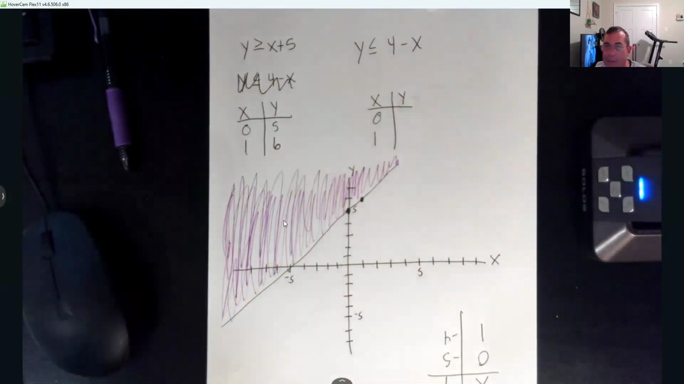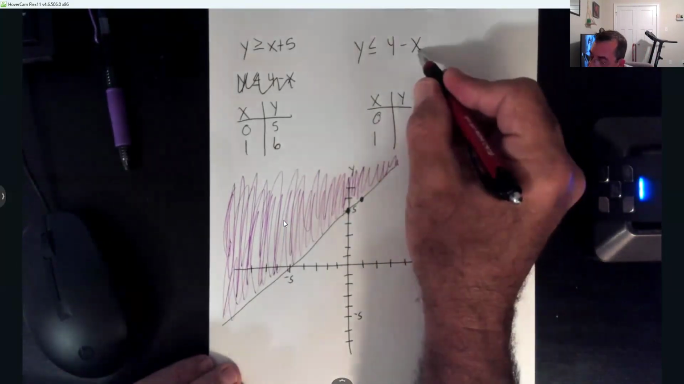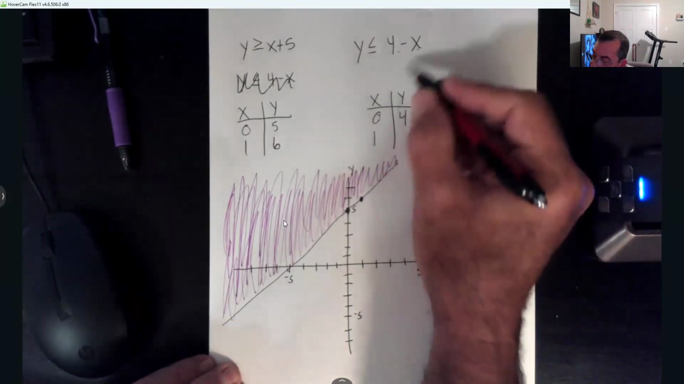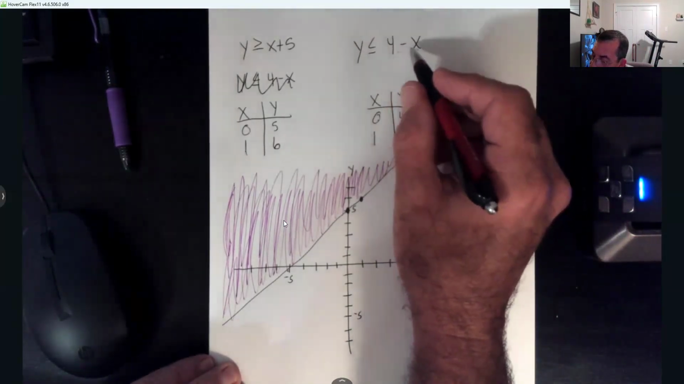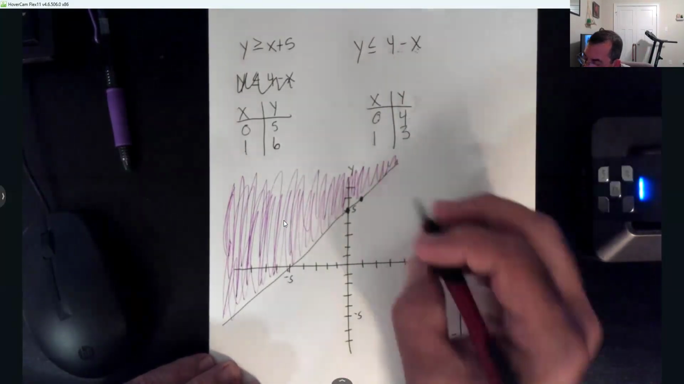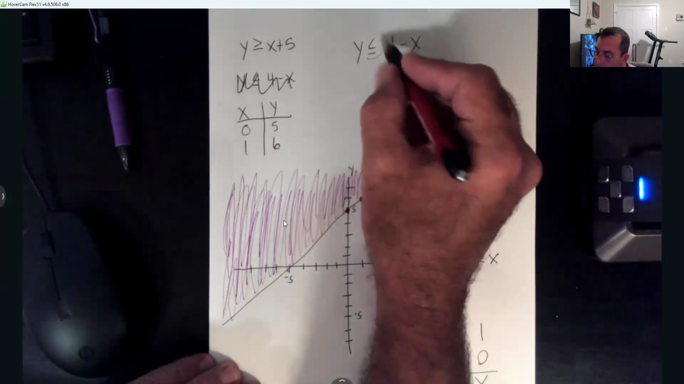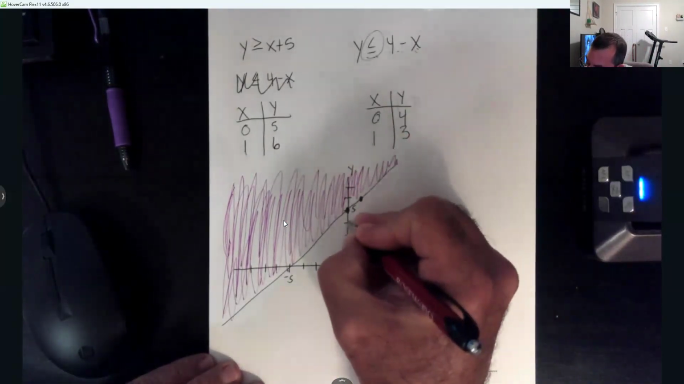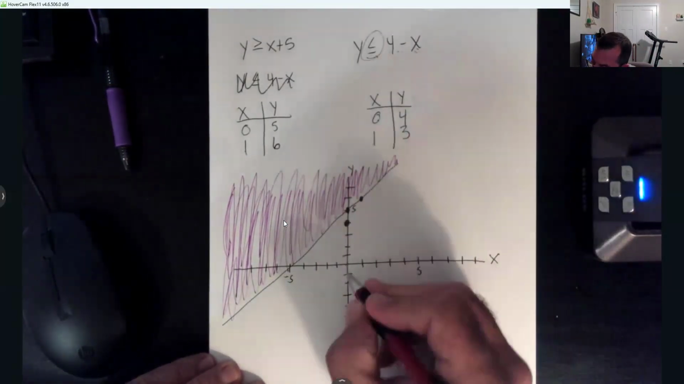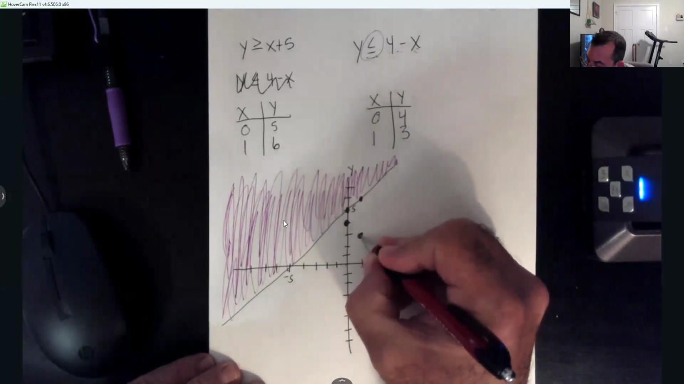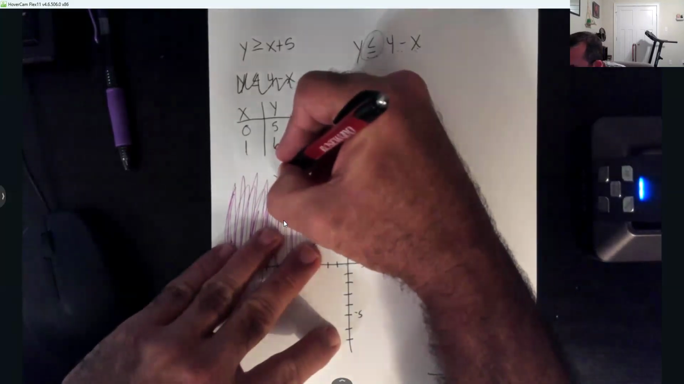All right, y'all. So let's play with this second one. We'll put a 0 in for the x. 4 minus 0 is 4. I put a 1 in for the x. 4 minus 1 is 3. So let's see. Same, going to be solid again because it equals. So 0 up 4. And then right 1 up 3. So that one was also solid.